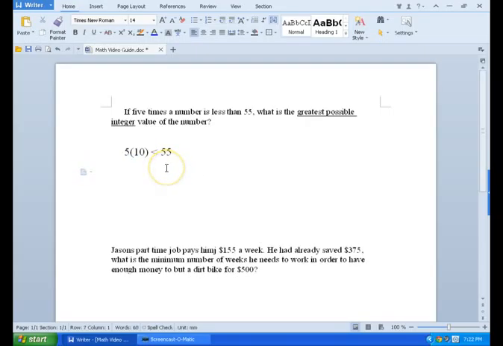So the answer for the multiple choice is number 3, 10. Because if you put 5 times 10, it's going to be 50, which is less than 55, which is the answer. Some people got confused on that, thinking 5 times 10 is 250. Just remember that the answer is number 3 in the multiple choice, 10. Make sure you're careful on that.